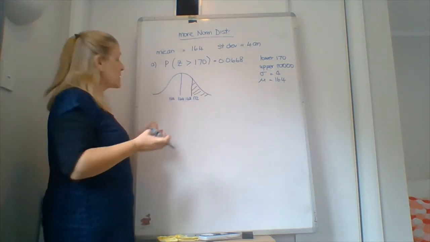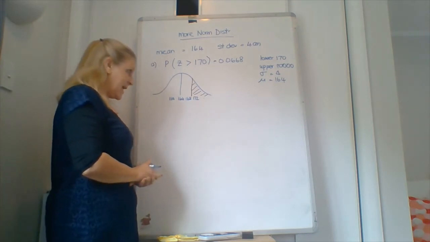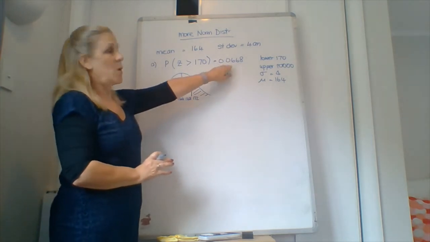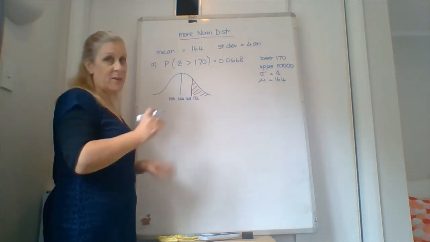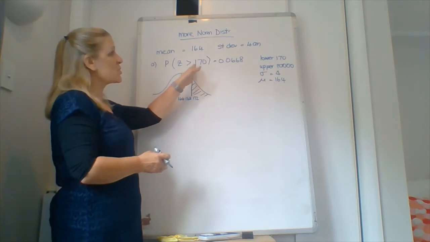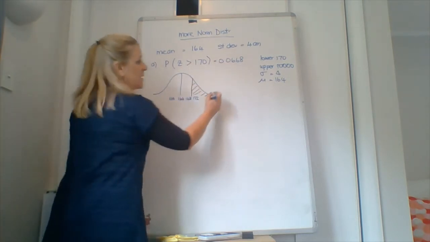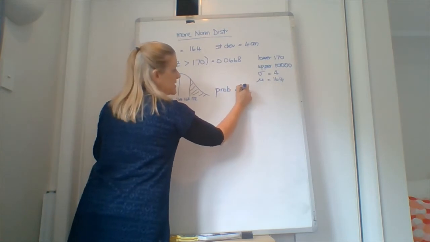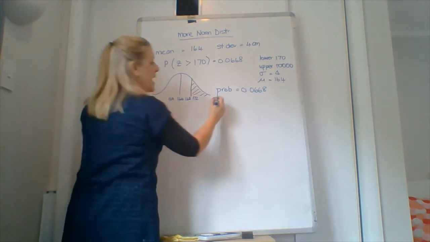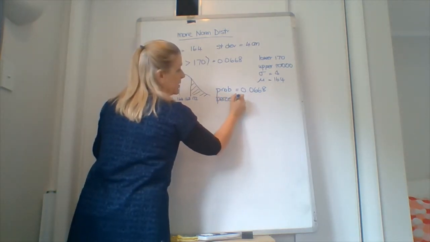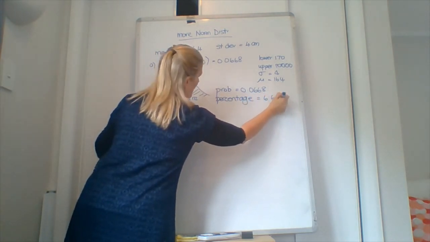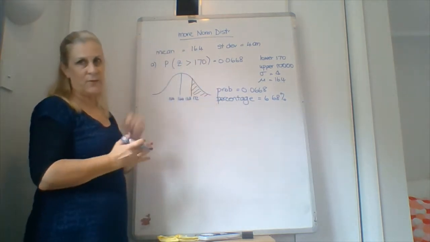Sometimes they'll ask this question as what percentage of the class would be expected to be over 170 centimetres. So from that, what percentage is this? That's about 6%. So be careful on the question. Probability is a number between 0 and 1, so the probability of choosing this student would be 0.0668. The percentage of the class likely to be over 170, remember, times by 100, is 6.68%. But don't answer with a percentage unless they ask for it.